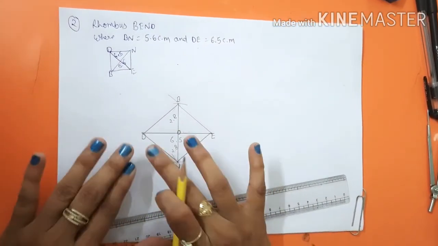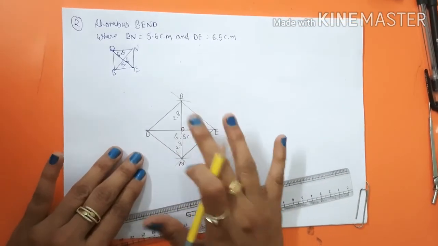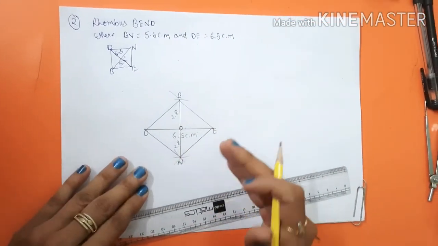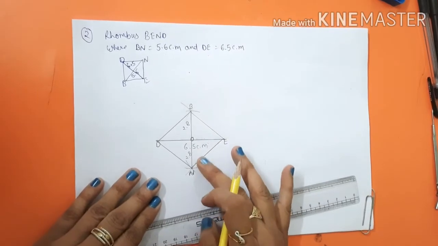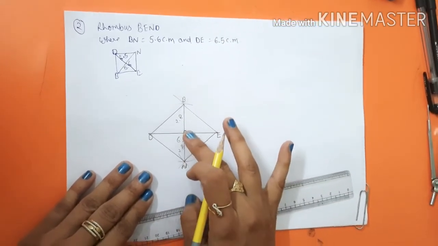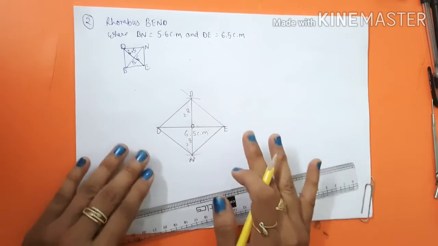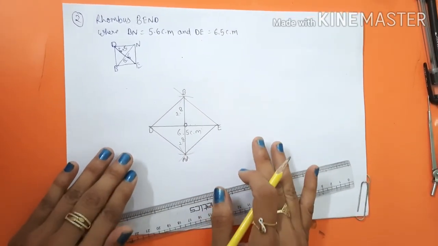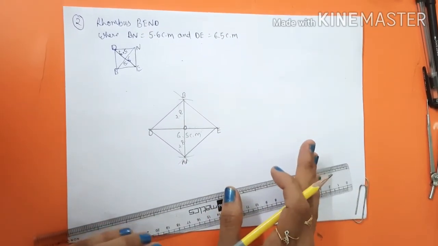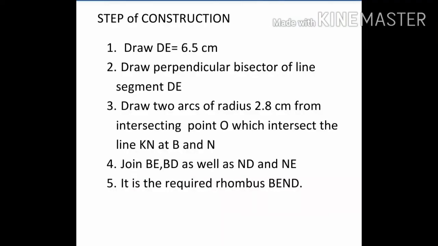When 2 diagonals are given, we have taken one diagonal as a base. After that, we have drawn a perpendicular bisector, and this is the other diagonal. We have taken half on both sides from the intersecting point, and this is our required rhombus BEND. Okay students, now you write the steps of construction. Thank you students. In the next class we will start exercise 4.3.